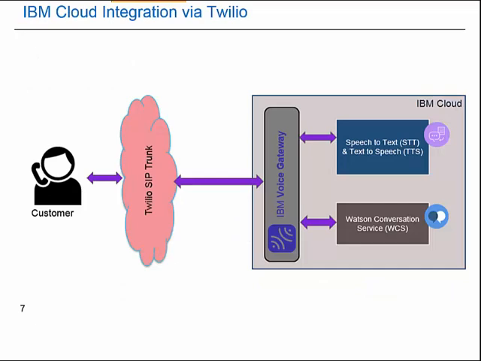So this is a simple illustration of what the high-level system would look like, where you have a customer that's making the phone call, and in between the IBM Voice Gateway and the solution on the IBM Cloud and the various Watson services that make up the solution is the Twilio SIP trunk.